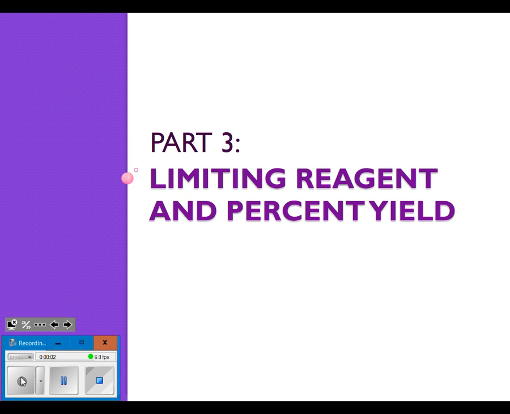This is part 3 for Unit 8, which is stoichiometry, and it's about limiting reagents and percent yield. Okay, so this is the final part that your homework is about as well.